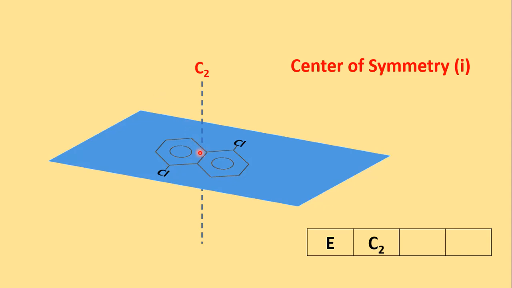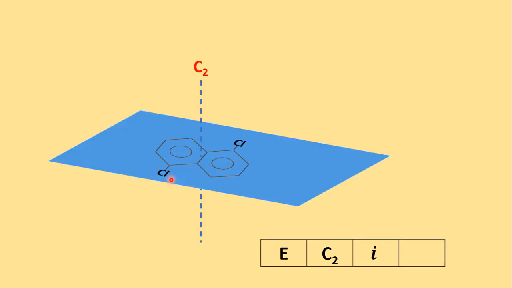This is the imaginary center. If you draw a line in one direction, you get chlorine atom. If you draw a line in another direction, you get a chlorine atom again, and so center of symmetry i is present. This plane is perpendicular to the principal axis, and so it is a horizontal plane of symmetry.